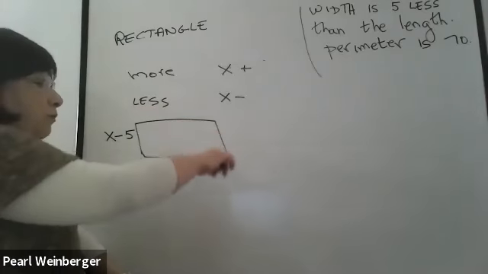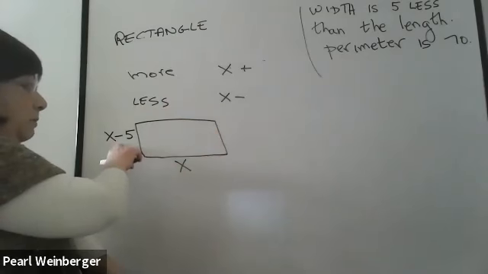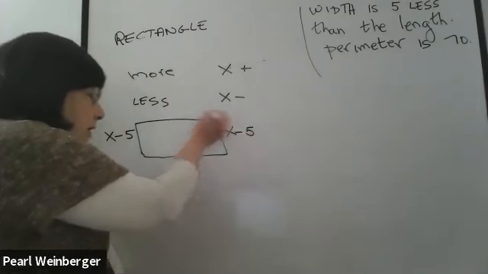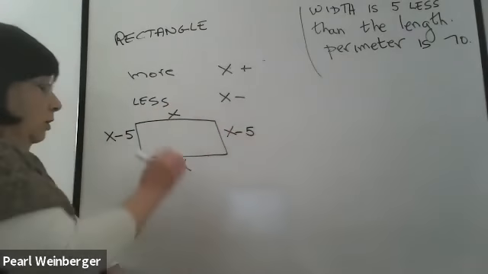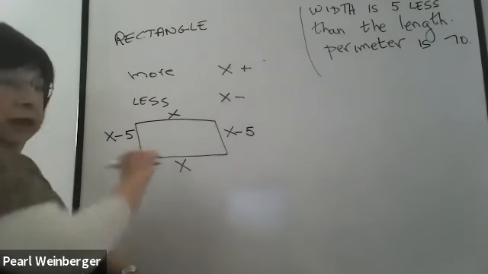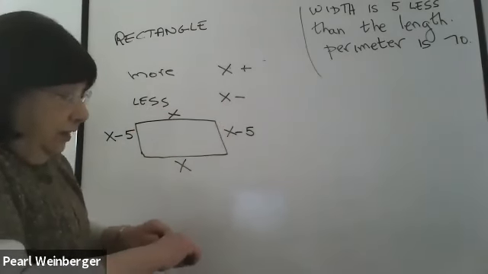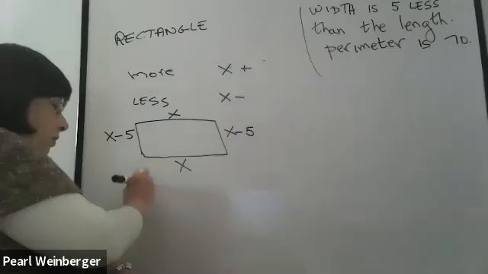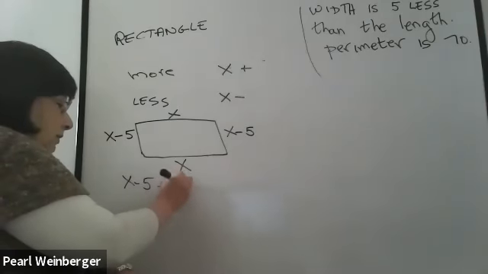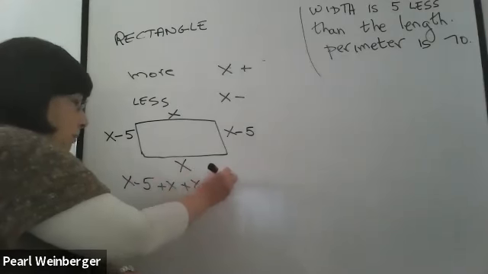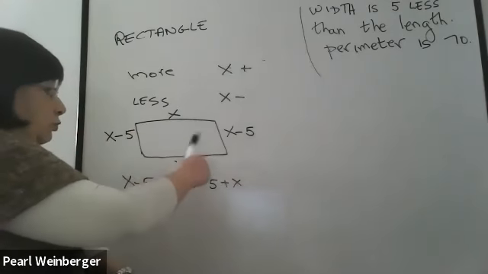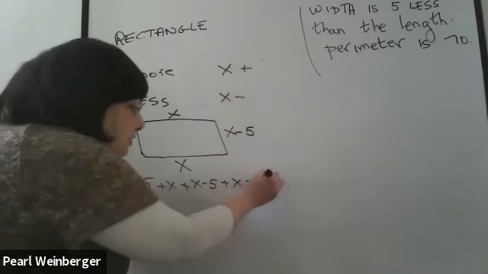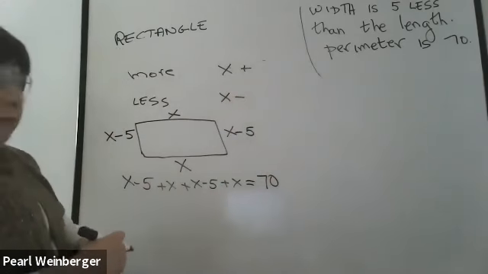Now, just like we did before, this is my length and this is my width. So this will also be X minus 5, and this will also be X. So now I have all 4 sides of my rectangle. So I add them all up. X minus 5 plus X minus 5 plus X. I've added all 1, 2, 3, 4 sides. That's all going to add up to 70 because my perimeter is 70.